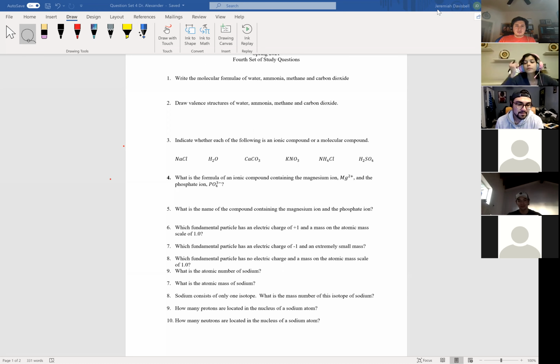So if you were to draw, let's draw lithium real quick. Lithium, does anybody know how many protons lithium has?